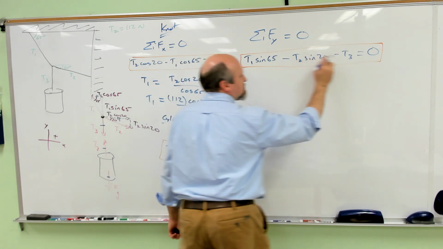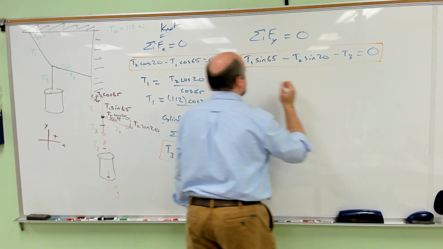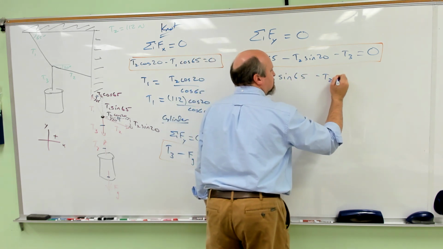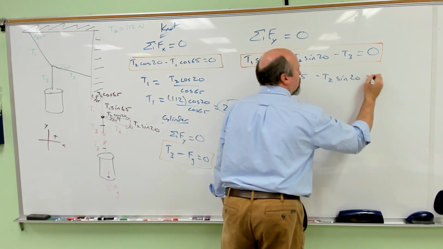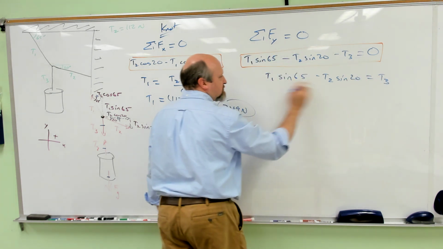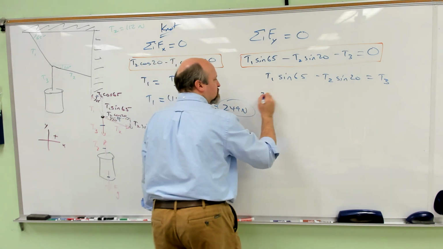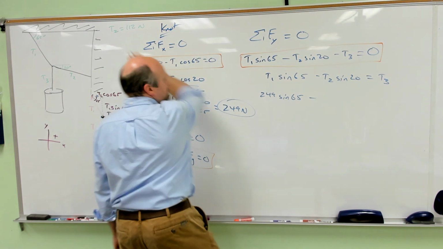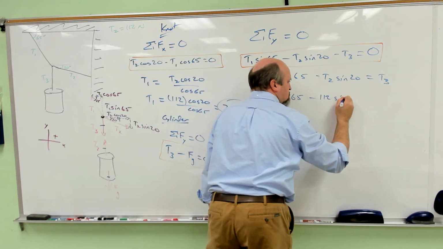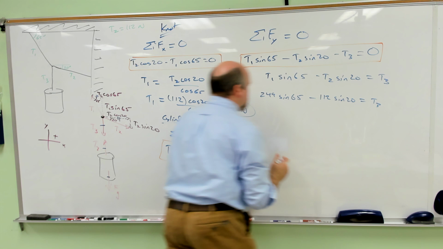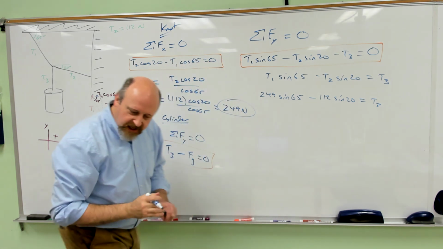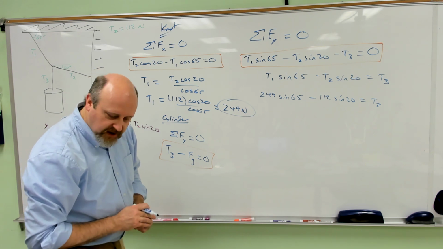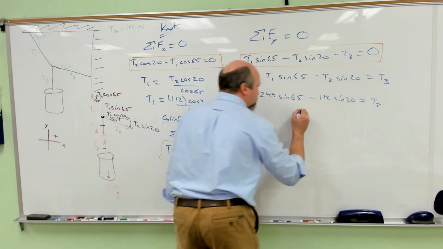That's T1 solved for. Now with that 249, I can put it in here where it says T1. I know T1, I know T2, I'm trying to solve for T3. I'll add T3 to both sides, and that leaves T3 by itself where I want it. So T3 equals this. I know T1 and T2. Put those values in: 249 for T1, and T2, we were told, is 112. Plug it in my calculator, and I got a value for T3 of 187.4 newtons.